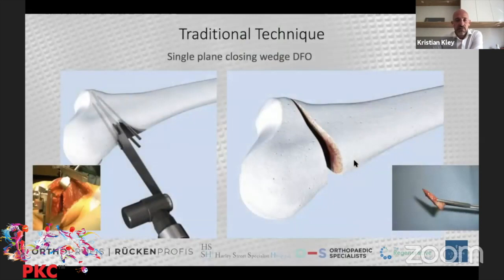So now the traditional technique goes like that. And whoever did a single plane distal femoral osteotomy, which failed at the hinge, knows what a nightmare it can be to get this fracture reduced. And you never know in which direction it was really created.